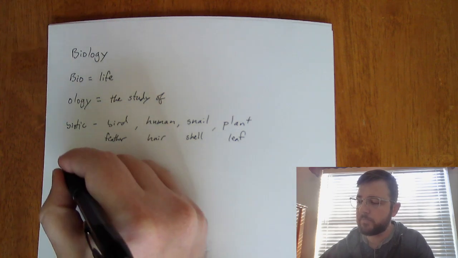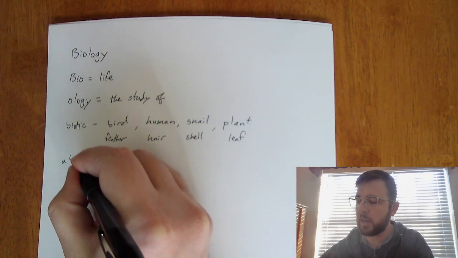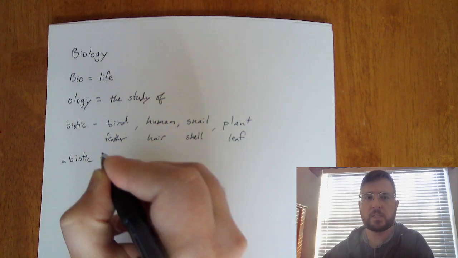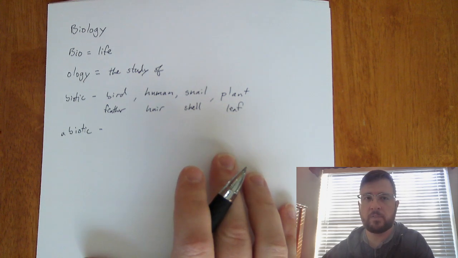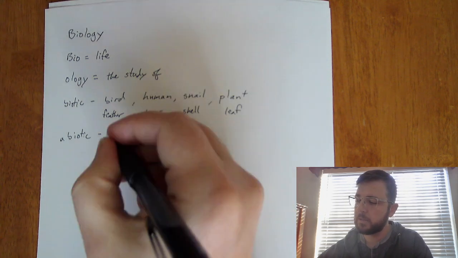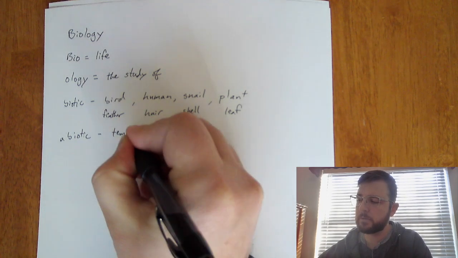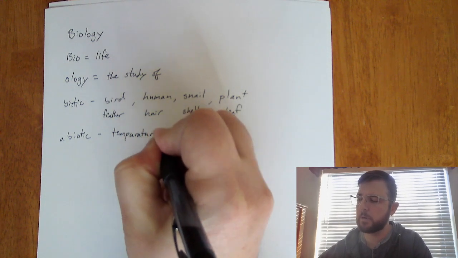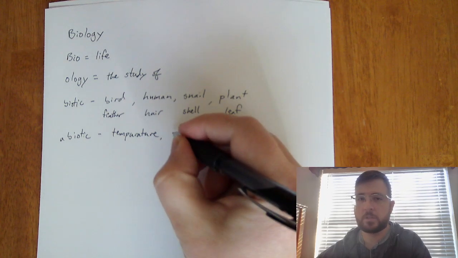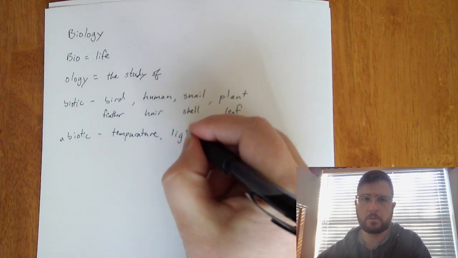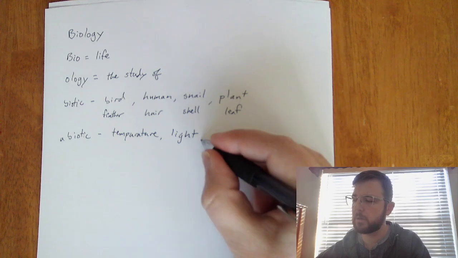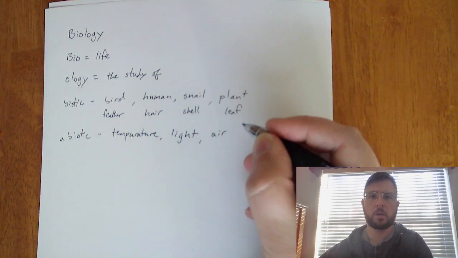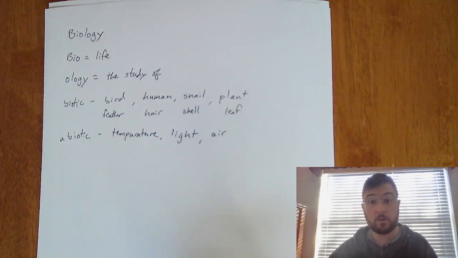Then there's another group of things called abiotic. And these are not considered living. Temperature. Light. Air. These kinds of things aren't considered alive.